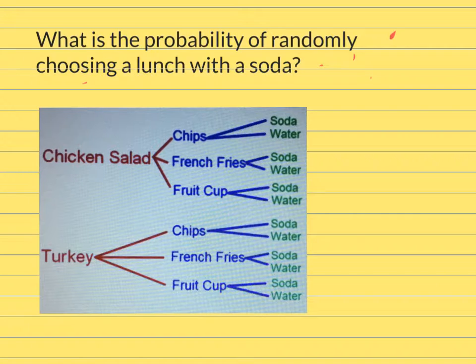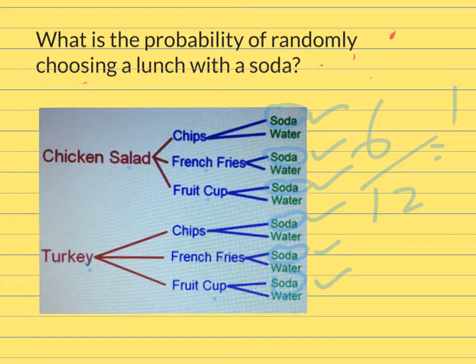Let's look at this question. What is the probability of randomly choosing a lunch with a soda? Well, we could choose chicken salad, chips, and a soda, chicken salad, french fries, and a soda, chicken salad, fruit cup, and a soda, turkey, chips, and a soda, turkey, french fries, and a soda, turkey, fruit cup, and a soda. So 1, 2, 3, 4, 5, 6, 6/12, or 1/2 of the options have sodas.